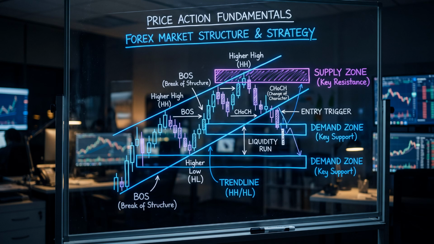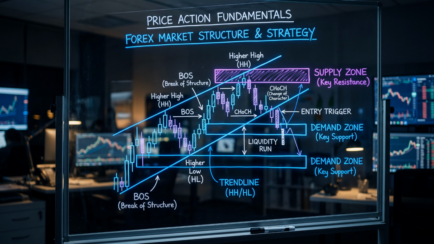As the trend progresses, the chart highlights multiple instances of a BOS, or break of structure. A BOS occurs when the price successfully pushes past a previous higher high, confirming that the buyers remain in control and that the overall upward trajectory is continuing.